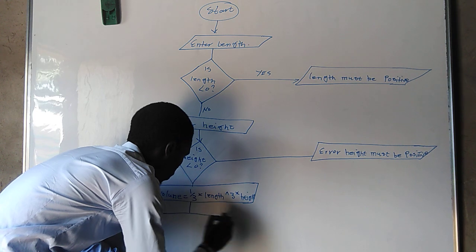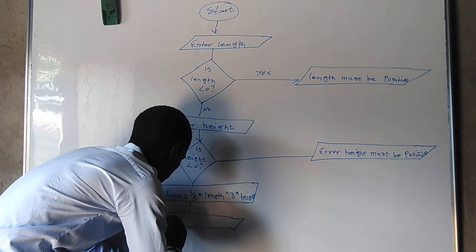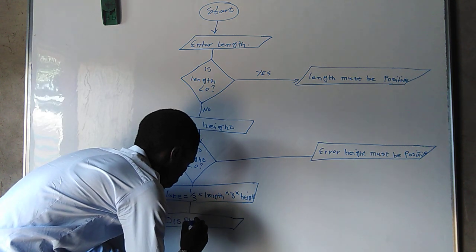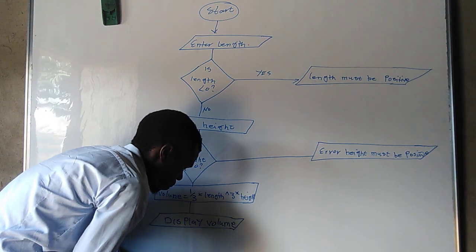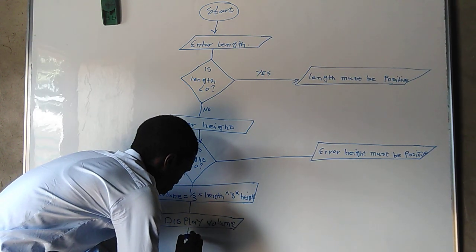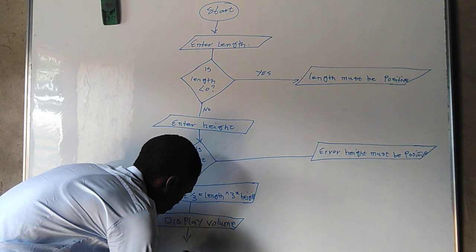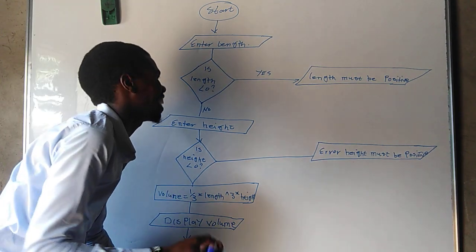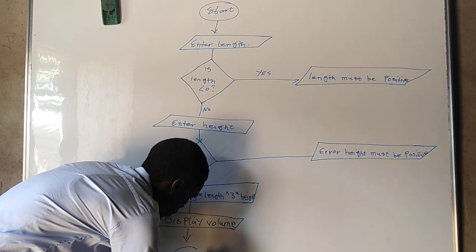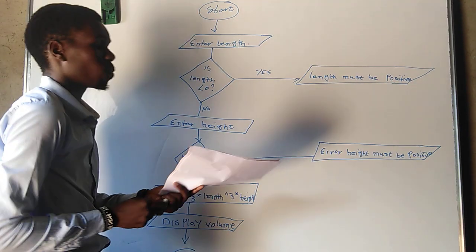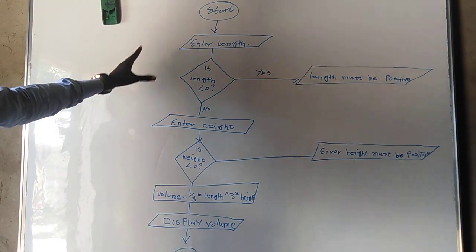Then I'll bring the parallelogram again, like the way it is. So display volume. Then after displaying the volume, you say stop. Which symbol are we using for stop? The terminator, the oval. So I'll say stop, like this. So this is how you come up with the flowchart.